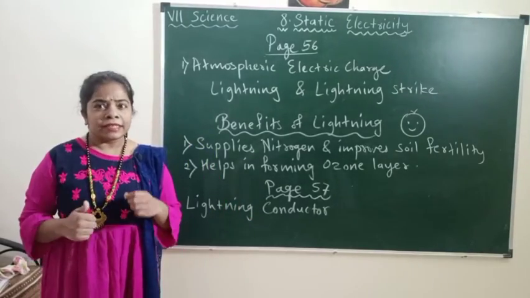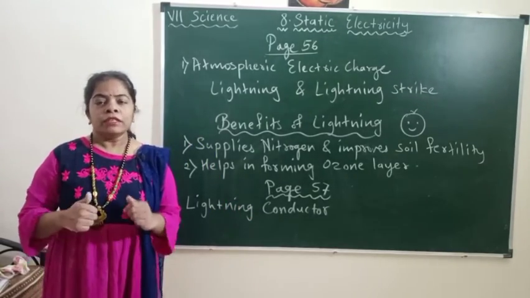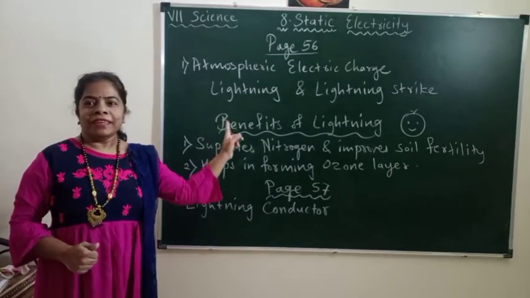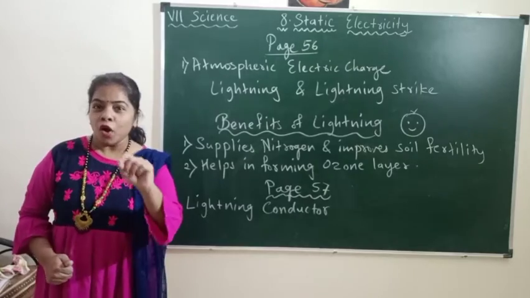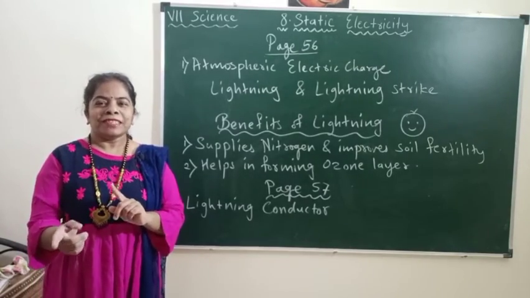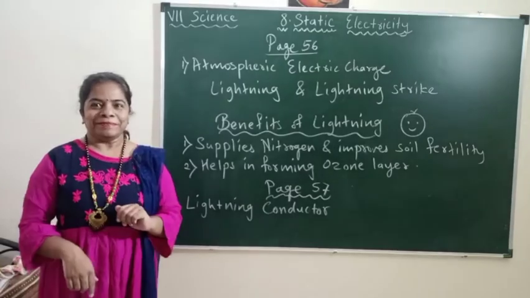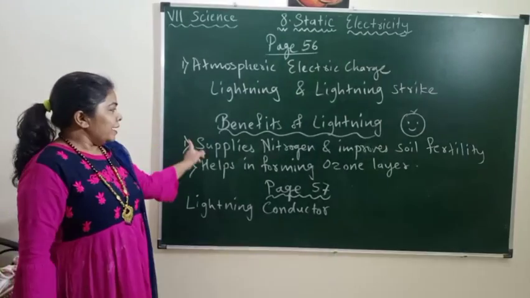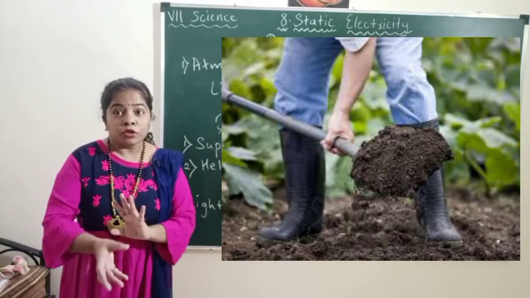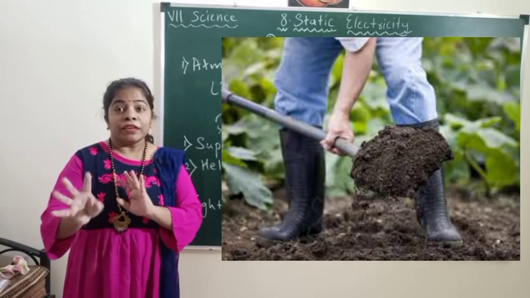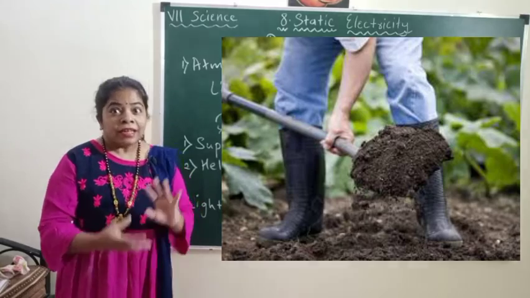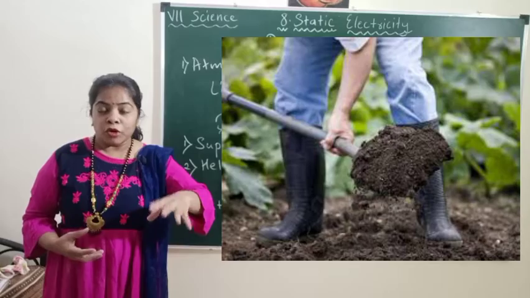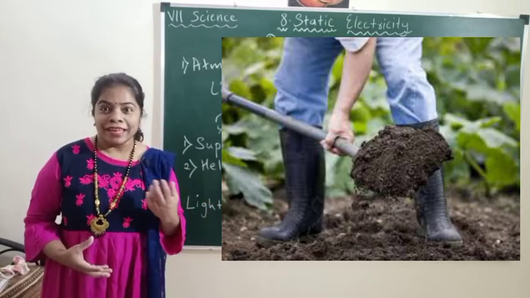So children, is lightning really bad because it is causing destruction? No, lightning has its own benefits to nature also. Everything comes with something good and something bad, children. So, what are the benefits of lightning? First one, it supplies nitrogen. Because of the energy, nitrogen molecules are released, and this nitrogen improves soil fertility. It goes into the soil and makes the soil fertile.